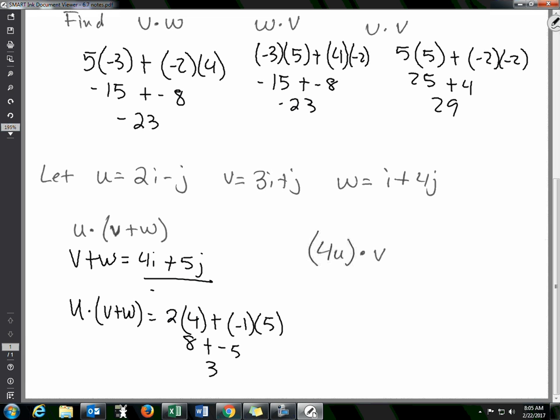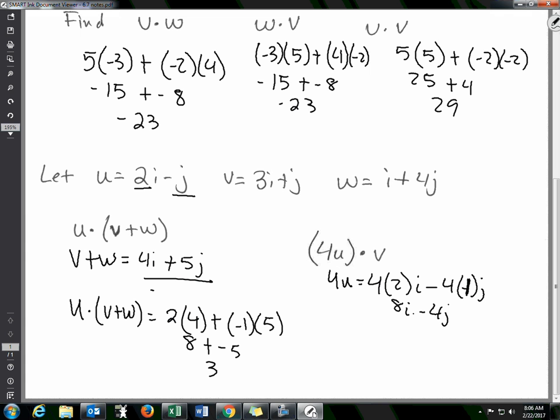Okay, now for 4u dot v, right? So remember, like yesterday, scalar multiplication of vectors, right? When you have a number times a vector, for u, I'm just going to take 4 times both parts of 2i minus j. So 4u equals 4 times 2i minus 4 times 1, that's just a 1j, because I threw in the minus in front of it. So that's 8i minus 4j, right? So it's just 4 times bigger.